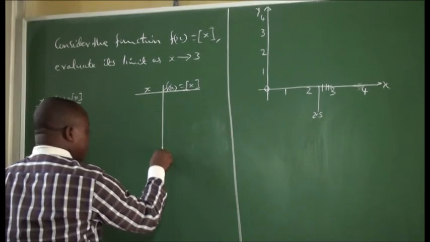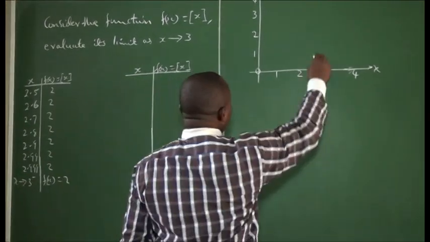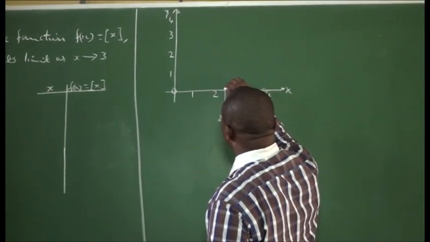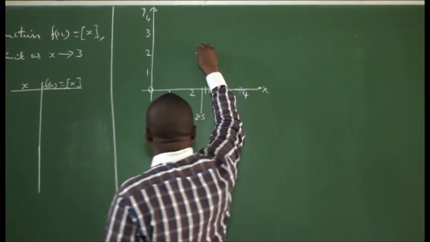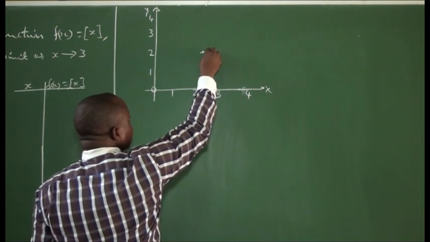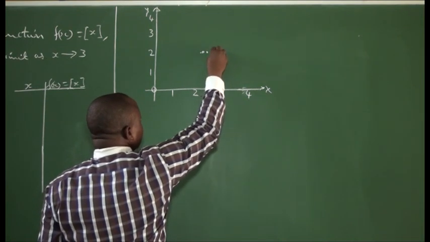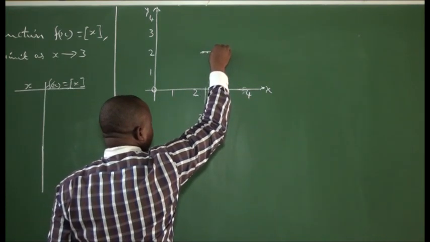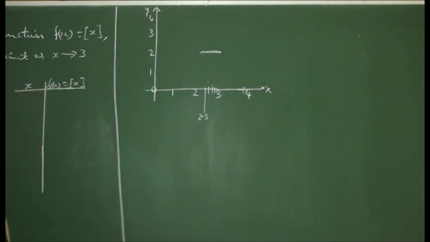Okay, we'll go to this side, the table for values of f of x. Before then, let us see what this means. It means that at 2.5, I have the value 2. At 2.6, it is still 2. 2.7 is 2. 2.8 is 2. 2.9 is 2. 2.99 is 2. So we put a line like this. Look at how that one is. That's how it is.